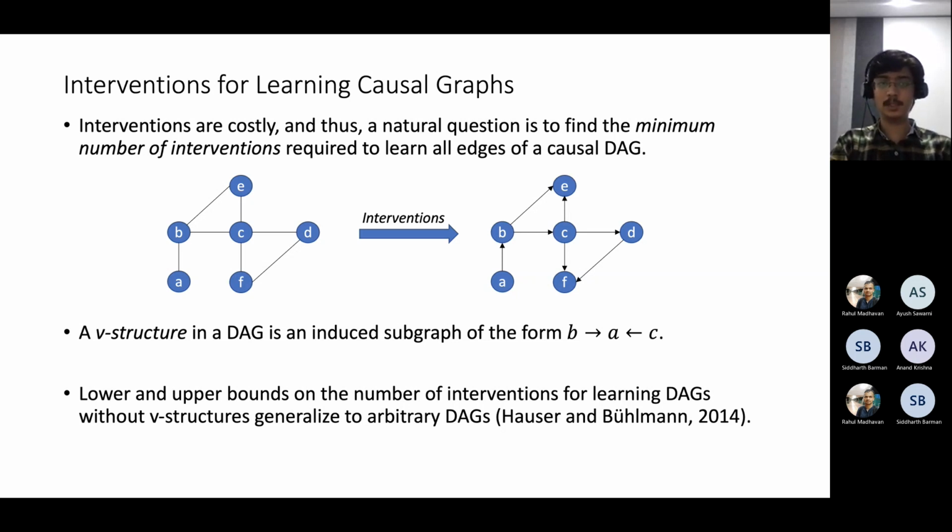It is possible to actually do simultaneous randomizations of nodes. For example, one can randomize B and C together and collect data. What would randomizing B and C together mean? It would break the edges from the parents of B as well as the parents of C. Here we are considering only atomic interventions.